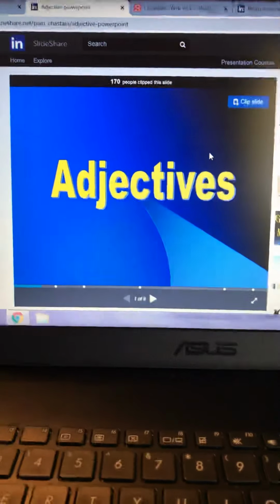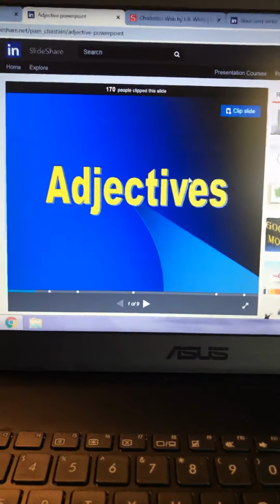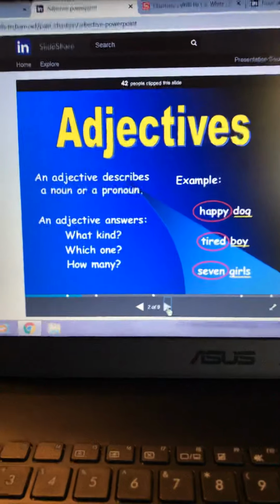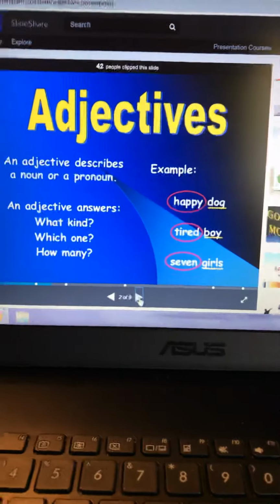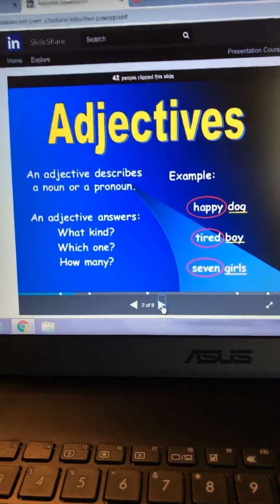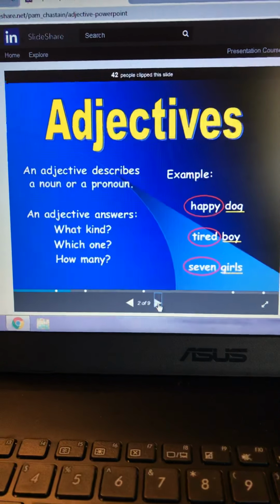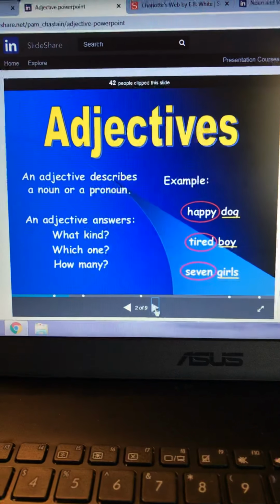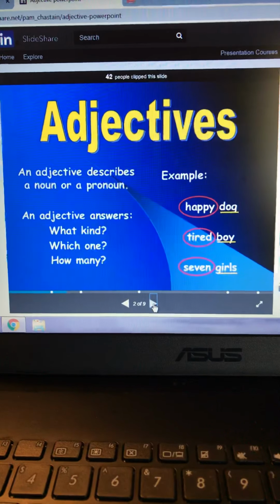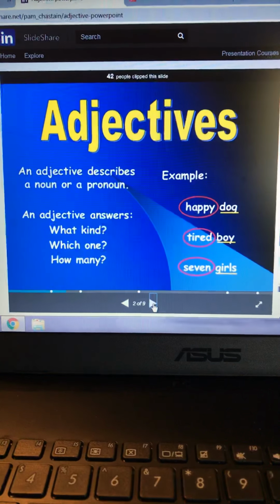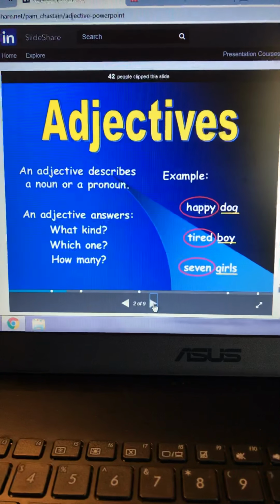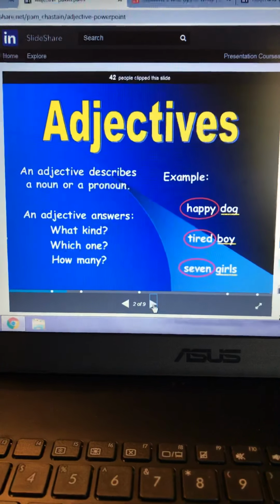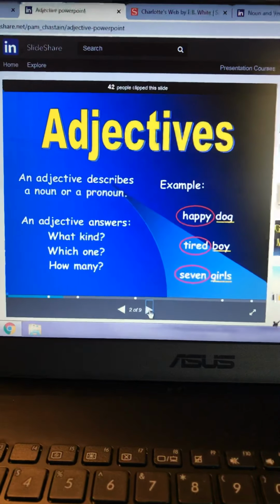This is our PowerPoint review on adjectives. Adjectives, of course, are words that describe a noun or a pronoun. They answer the questions what kind, which one, or how many. Some examples that they gave you: three nouns. They gave you the word dog. Then you would say, what kind of dog? A happy dog. A boy is a noun. What kind of boy? Or which boy? The tired boy. And girls is also a noun, and it's saying how many girls, and it would be 7.